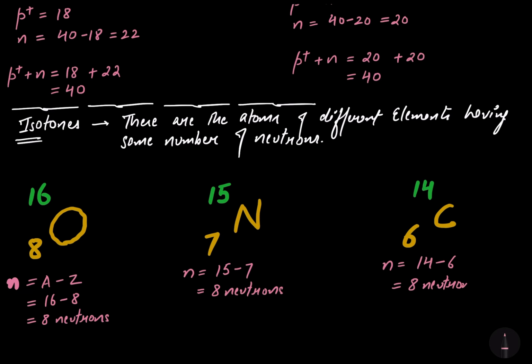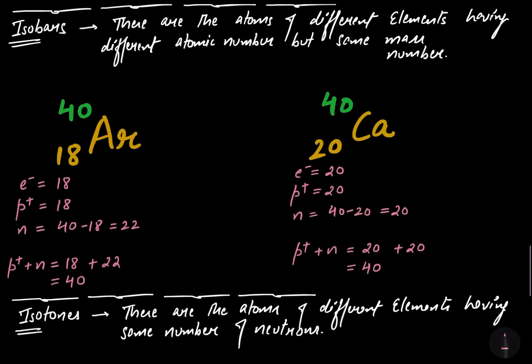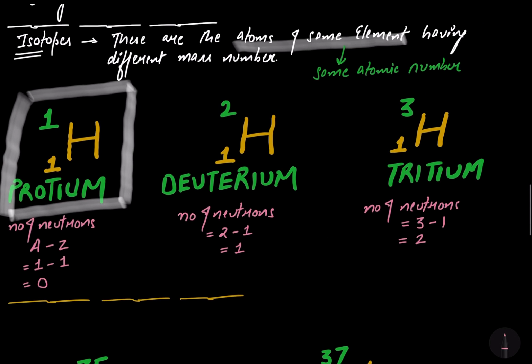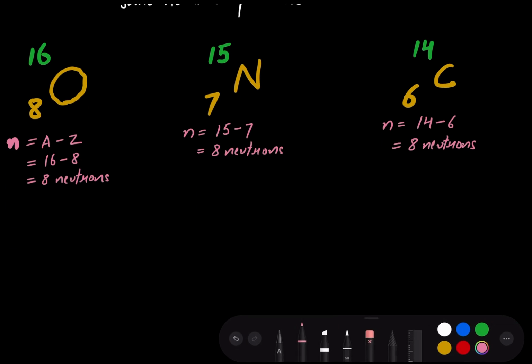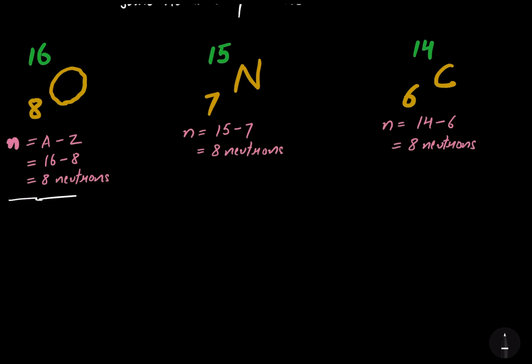So in these three, we are having the equal number of neutrons. That's why we will call them isotones. So that's my isotones, isobars, isotopes. Now I'm left with the last topic, that's my isodiaphers.